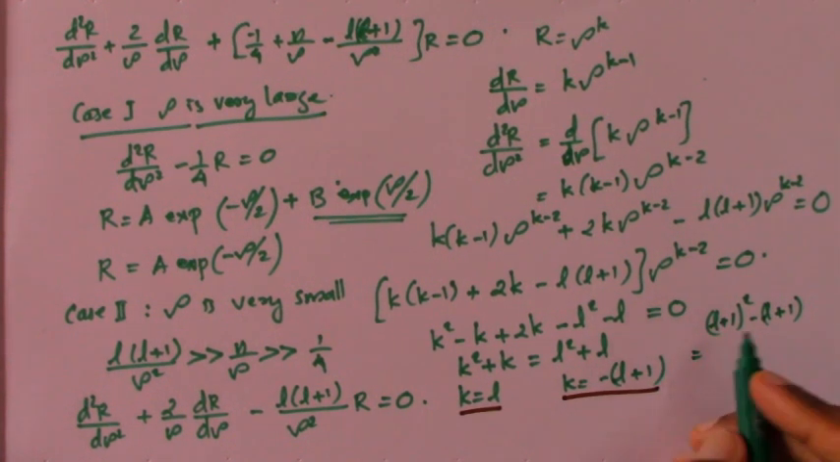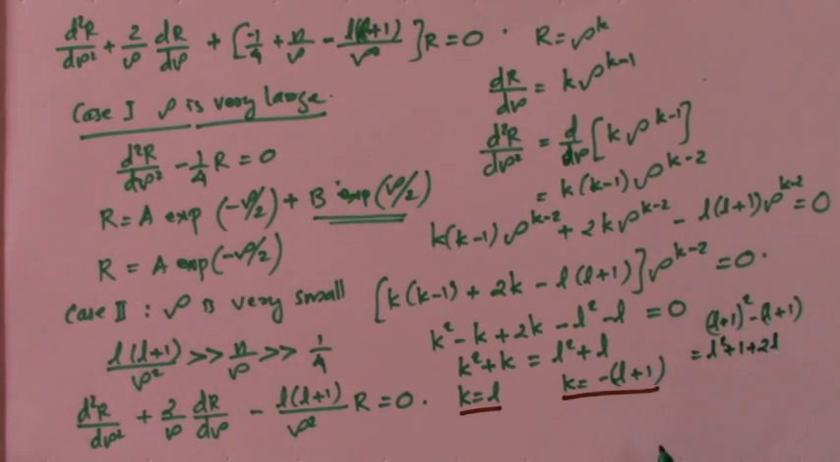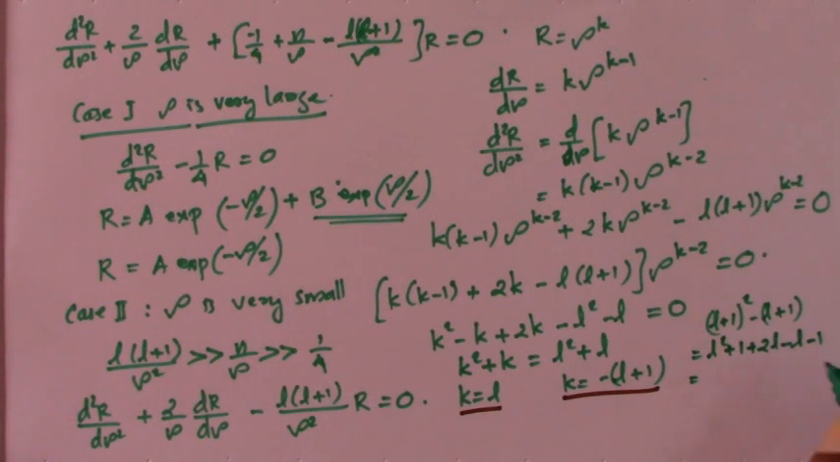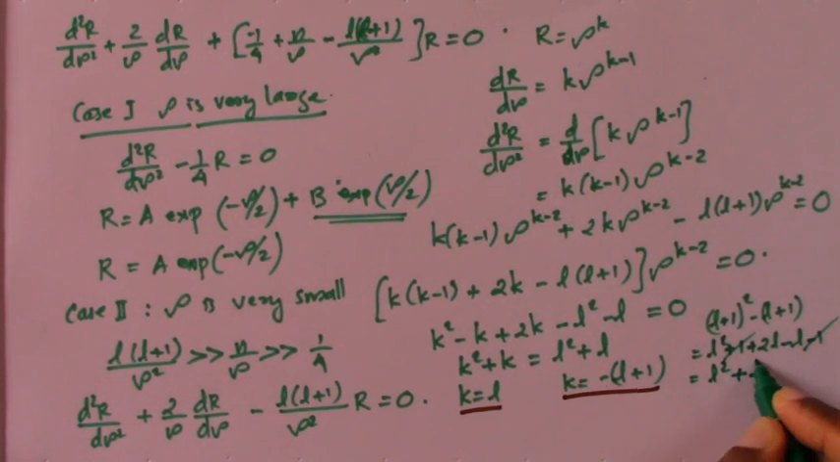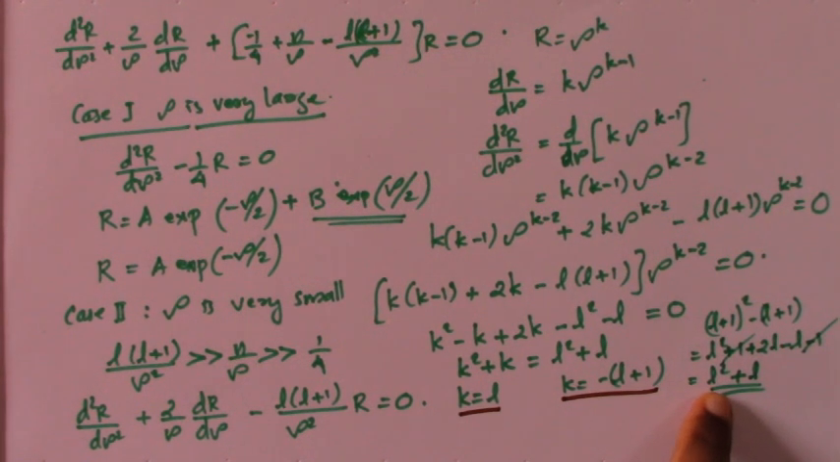So L plus 1 the whole square is equal to L square plus 1 plus 2L, and minus of L plus 1 is minus L minus 1. That is equal to L square plus 1 and minus 1, and they are cancelled. What is remaining is L square plus 2L minus L, that is equal to plus L. So that is equal to L square plus L. So when k is equal to minus of L plus 1, then also the equation is valid.